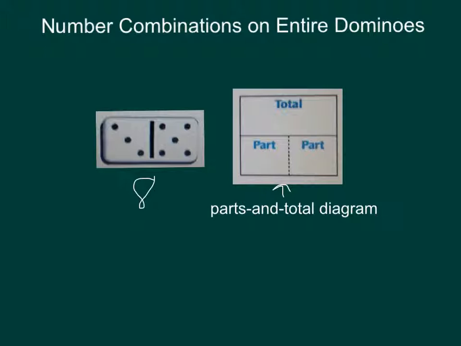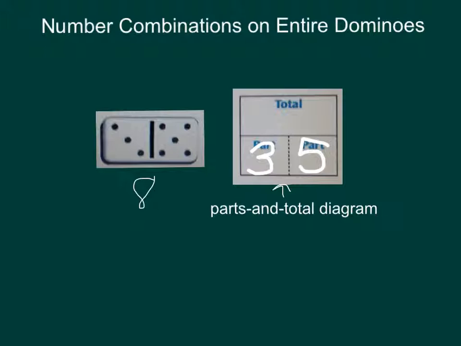So boys and girls, if we take a look at this part right here, we know that this part has 3 dots. We're going to write that right here on this part of this diagram. And then if we take a look at this half, we know that that half has 5 dots. So on this side of the diagram, we're going to write the number 5.